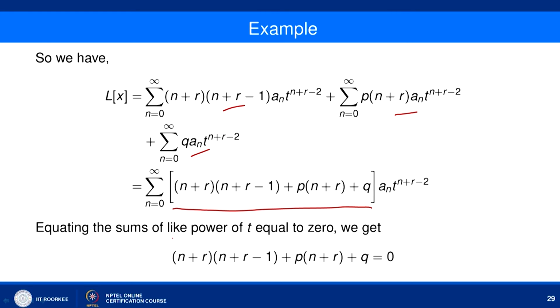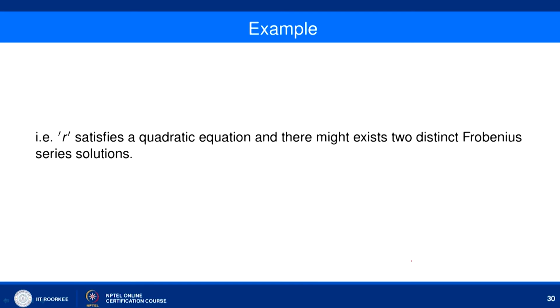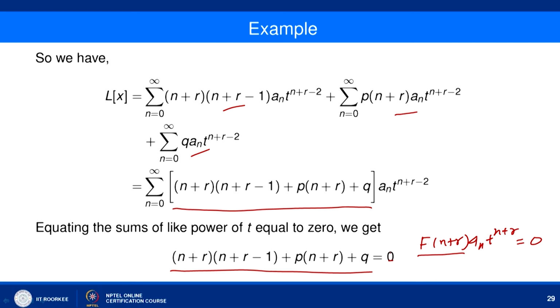So, equating the sums of like powers of t equal to 0, we will get this term. So, this is your general term. So, here we write f of n plus r, a n, t to the power n plus r, is equal to 0. So, here f of n plus r is given by (n plus r)(n plus r minus 1) plus p(n plus r) plus q equal to 0.